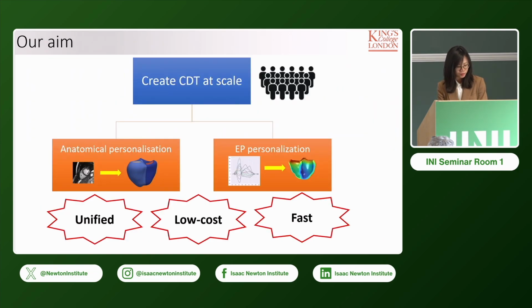Our aim here is to try to address those challenges, or some aspects of them. We want to see whether it's feasible to create cardiac digital twins at scale. To achieve this goal, we need to develop a unified, low-cost and fast CDT construction framework that includes both anatomical personalization and EP personalization. I'm going to talk about these two parts in the next few minutes.